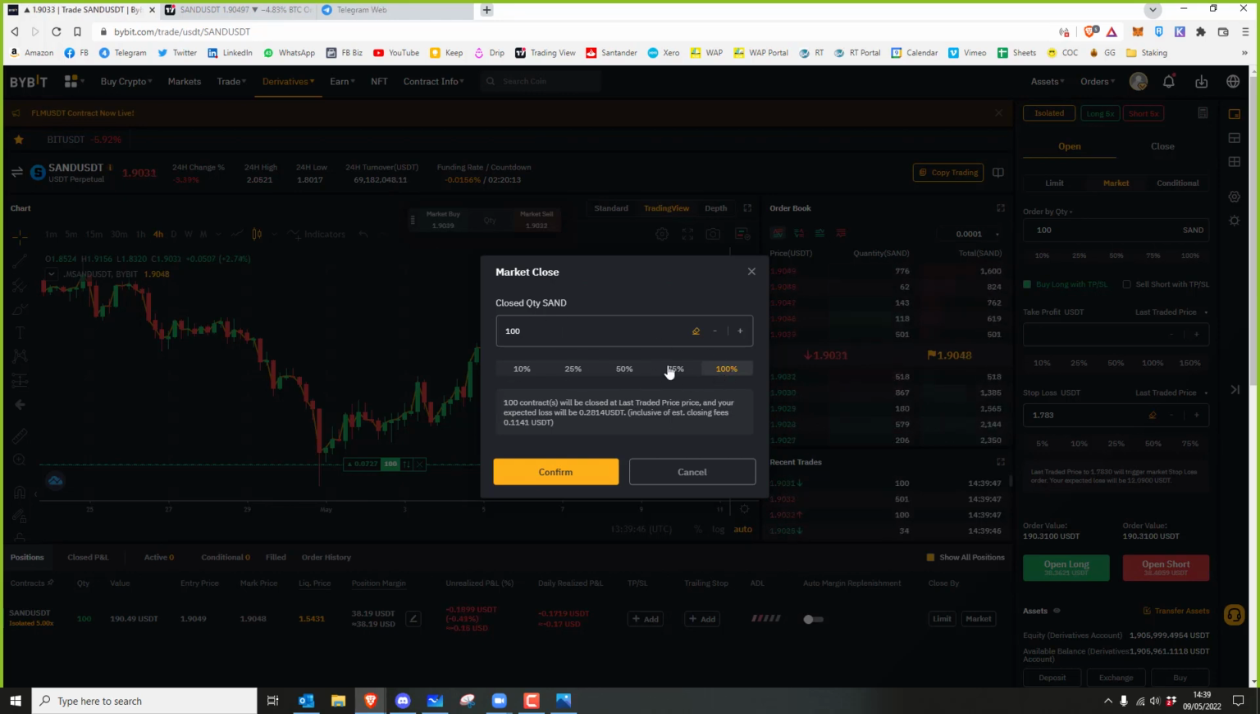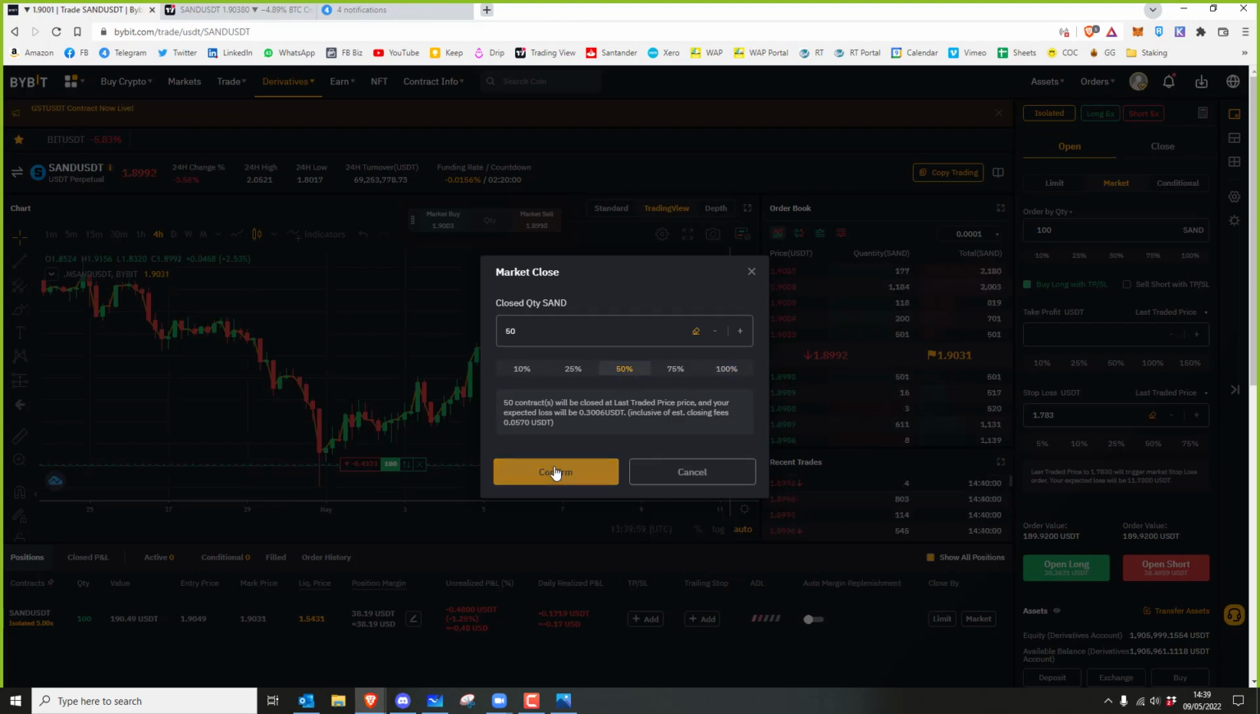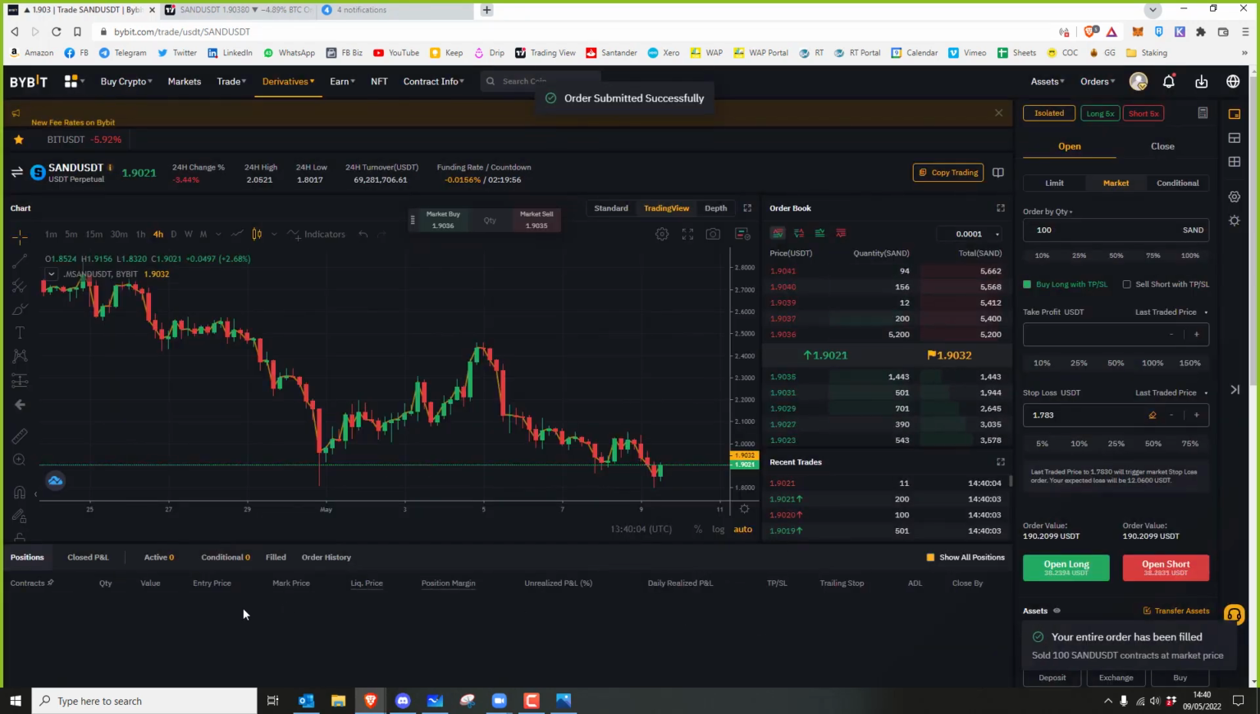And here's the cool thing. You can either close all of the trade, or you can close half of the trade, or a quarter, or you can actually type in how much of the sand you want to close. So sometimes if you want to take half profits off the table, you can just go to market 50, boom, half the profits taken off the table. So let's just close that.